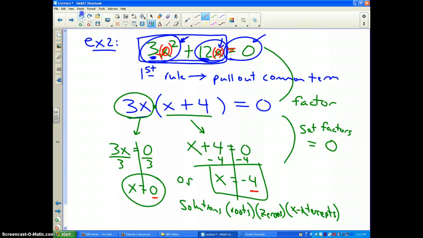So, highest power is squared. I have two answers. X is 0. X is negative 4.